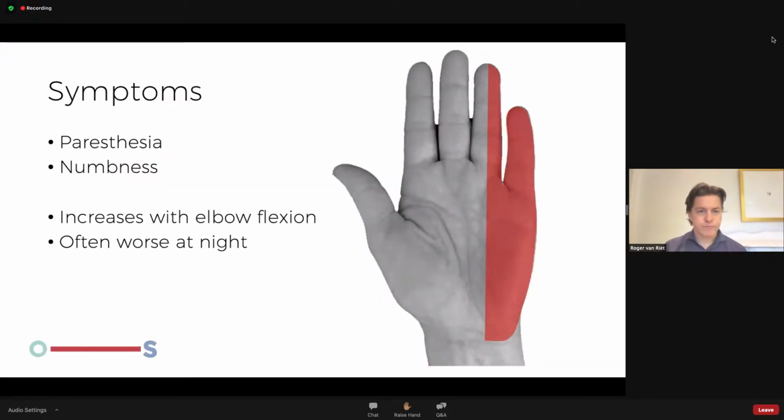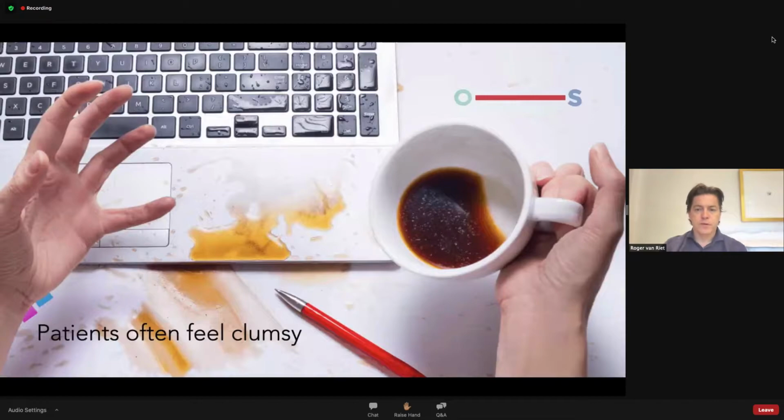Symptom-wise, there's paresthesia, sometimes numbness, although it's often difficult to objectify, but definitely paresthesia in the little finger, the side of the hand, and the side of the ring finger. Paresthesia increases with elbow flexion and is often worse at night, especially in people who sleep on their front with their arms tucked underneath them. So that's one of the first things we address.